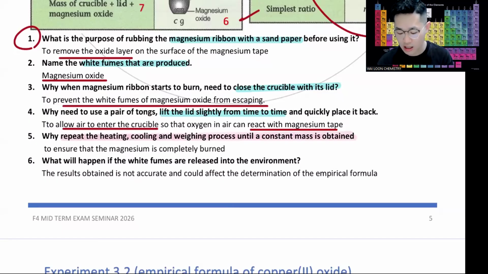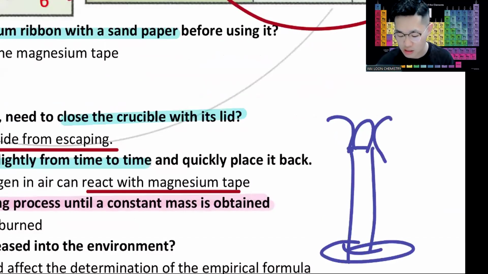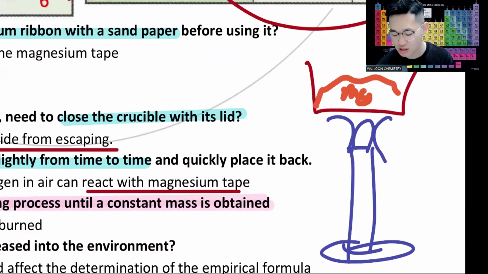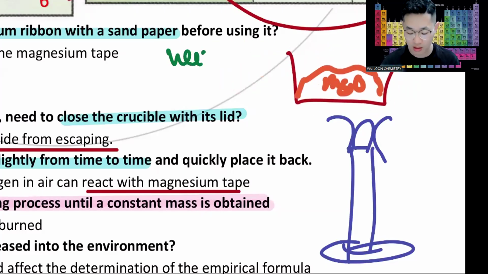You see, let's say this is the flame of the Bunsen burner, and then we have a crucible here. Let's say this is the crucible, and we are heating, there's MgO inside the crucible. After I have heated the substance for like 10 minutes, I see it no longer produces any flame, no more white fumes. Then I stop heating it. When I stop heating it, I let it cool down first, and then I wait. I will put it on the electronic balance.